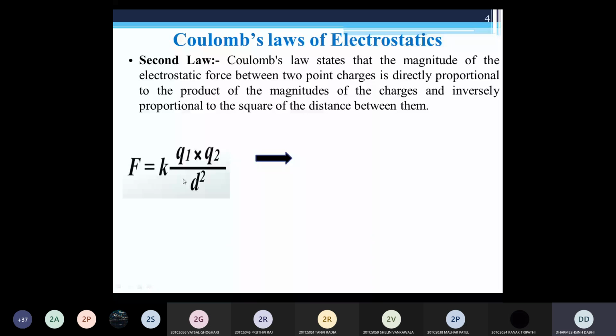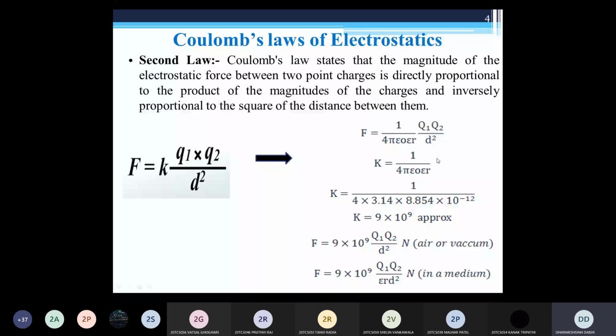Here K is a constant. The value of K is 1 upon 4 pi epsilon 0 epsilon r. Here the value of epsilon 0 is a constant, which is 8.854 into 10 raised to minus 12, and epsilon r is nothing but the relative permittivity. If the charge is placed in air or vacuum, then the value of relative permittivity epsilon r is 1, so the value of K is only 1 upon 4 pi epsilon 0.